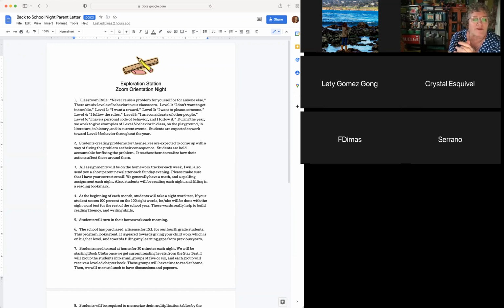Students creating problems for themselves are expected to come up with a way of fixing the problem as their consequence. Students are held accountable for fixing the problem. It teaches them to realize how their actions affect those around them.